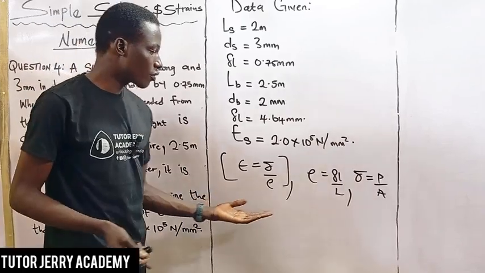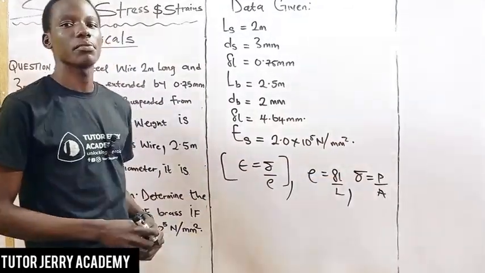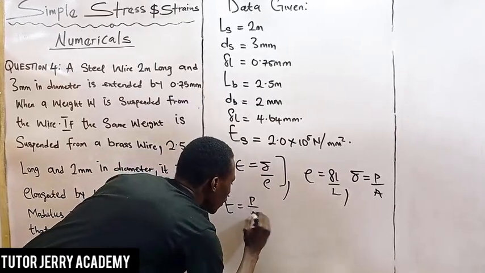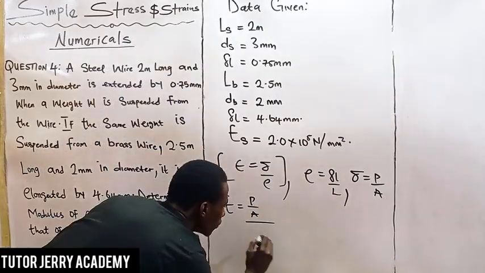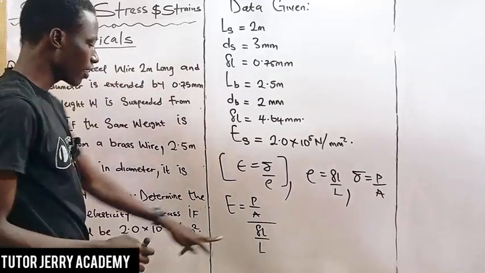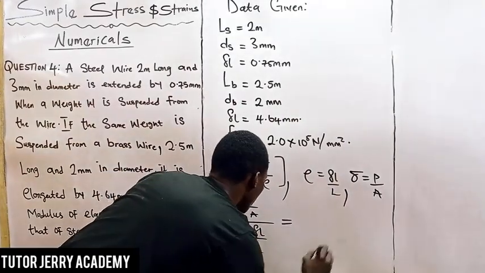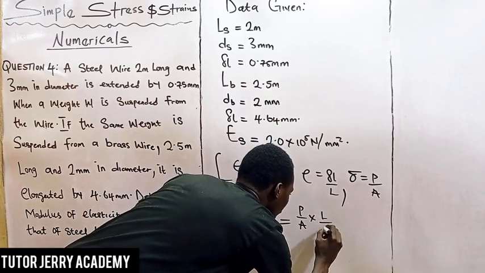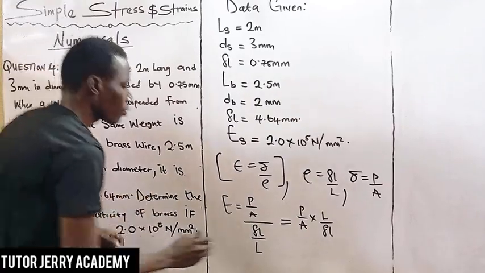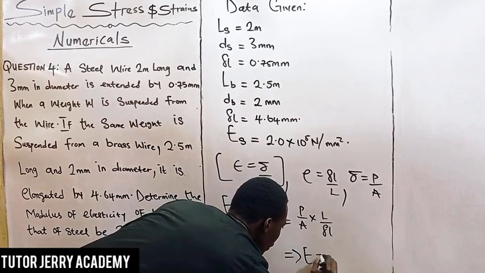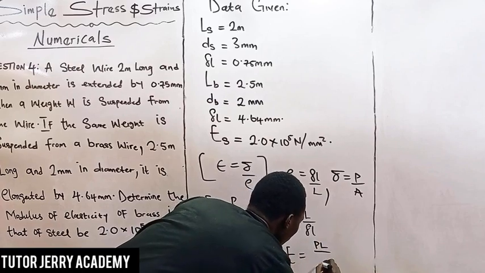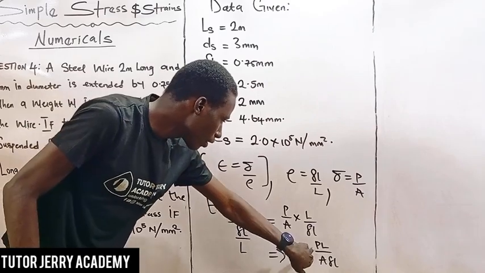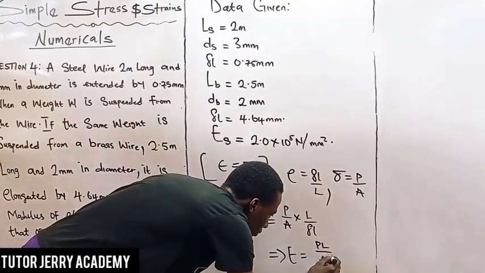Now, I'm going to be substituting the values of stress and strain in this relation. If I do that, E will be equal to sigma, in place of P over A, all over strain, which is our change in length over the original length. This, of course, will be nothing but P over A multiplied by L over my change in length. So I'm going to be having E equal to PL over A times change in length. Now, what I'm interested in is my change in length.